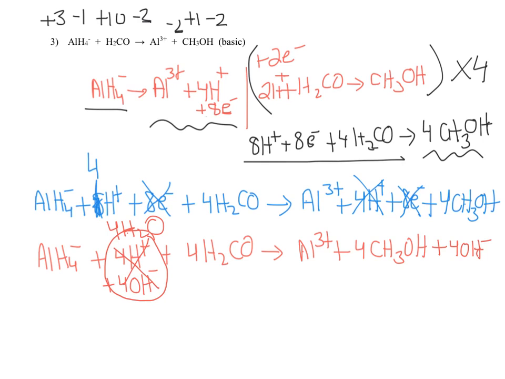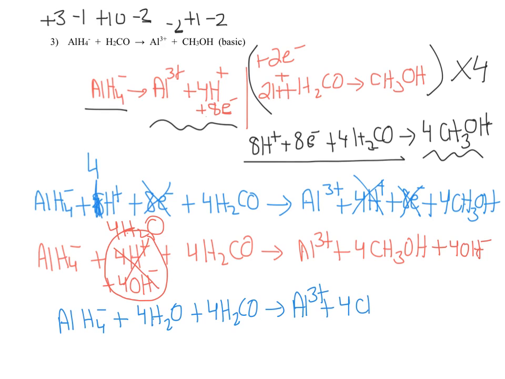Okay, so let's rewrite that. AlH4 minus plus 4 H2O plus 4 H2CO yields Al3 plus 4 CH3OH plus 4 OH minus.